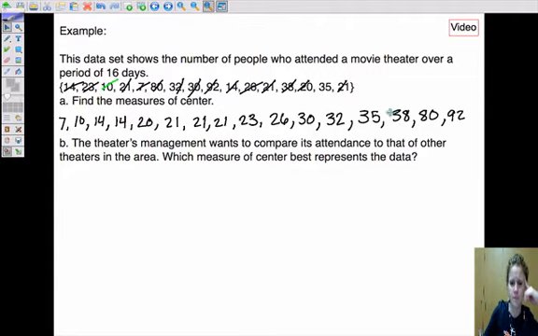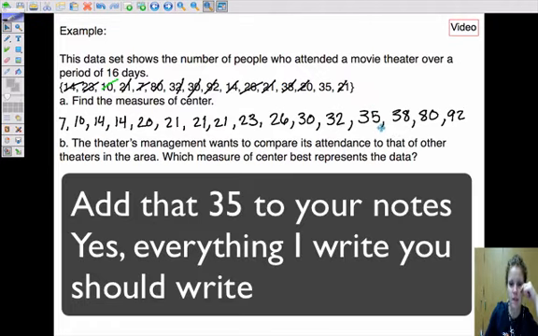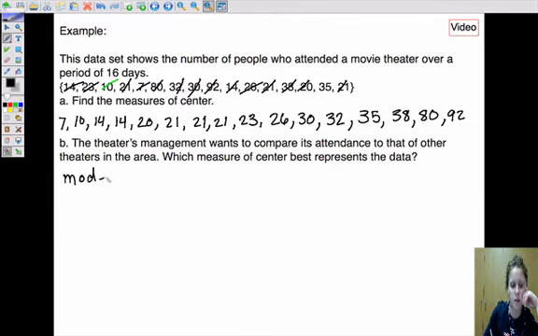All right, so now that I have everything put together, and notice I skipped that 35, I can find my measures of center. I like to start with the mode just because it's the easiest to find. We see we have 21, 21, 21. So obviously our most often used number is 21.